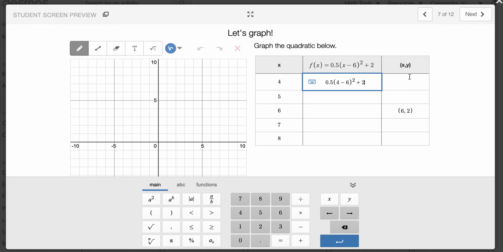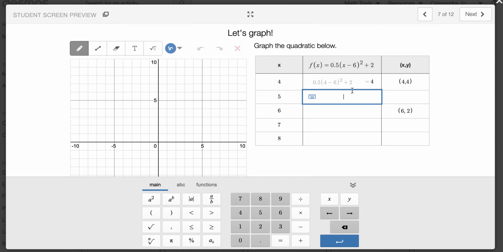And once I click off of it, it'll actually calculate it for me. So you don't even have to use your calculator for this. If you are using a calculator on a test or anything, you would just type this into your calculator and you'd get the same answer. So the point that I want to write down is this is my x value, which is 4, and this is my y value, which is 4. So 4, 4.